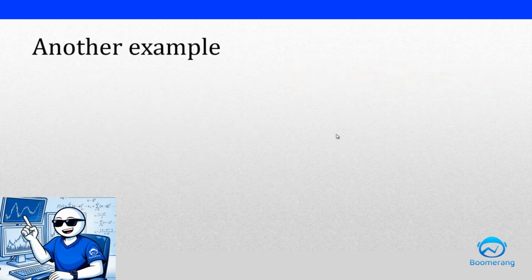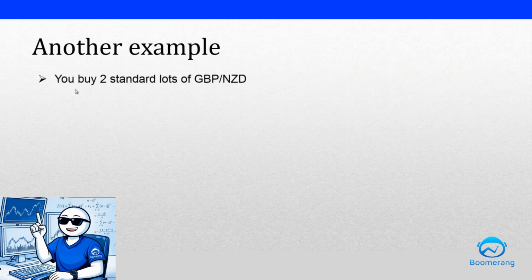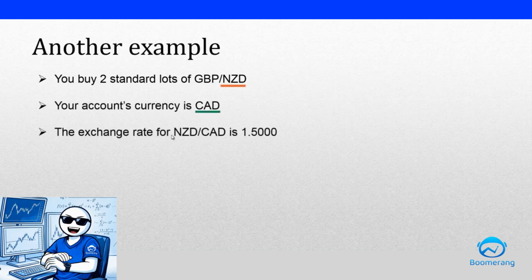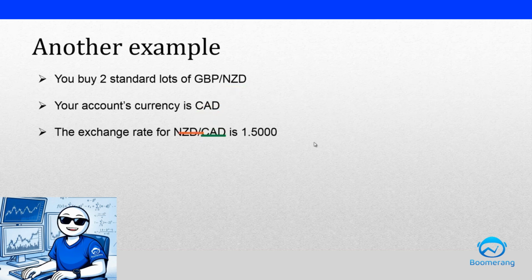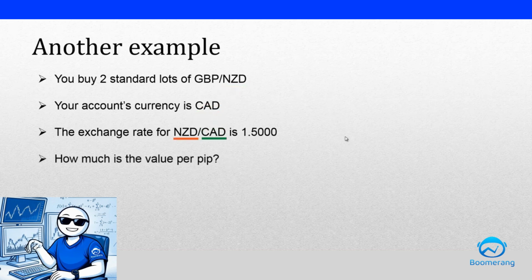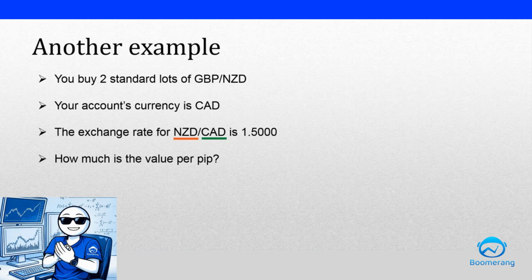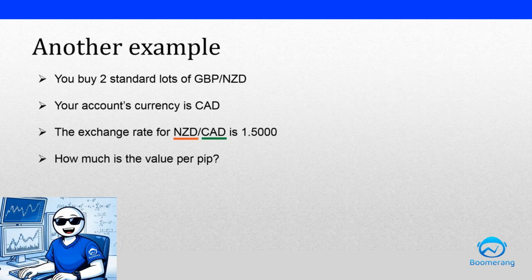Another example, shall we, to really hammer home this concept? You buy 2 standard lots of pound against the New Zealand dollar. Your account currency is in Canadian dollars. The exchange rate for New Zealand to Canadian is 1.5. How much is the value per pip? So I'm going to give you 5 seconds to do this. No, I'm just kidding, 5 seconds is too fast. I'm going to do this together with you, and let's find this out. But pause this video and do it on your own if you wish to. If not, I'm going to walk you through how to do this step by step.